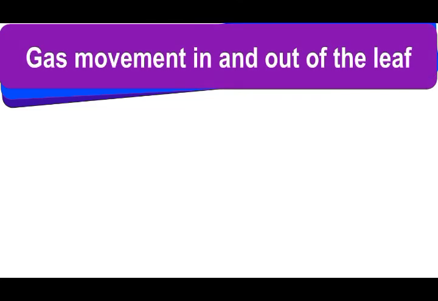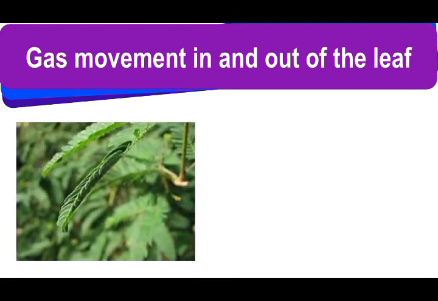Next we talk about, the last one, the gas movement in and out of the leaf. We know that the leaf looks green and it actually contains mouth-like structures of cellular size. We call it a stomata.